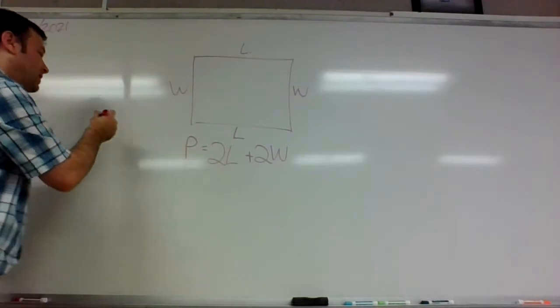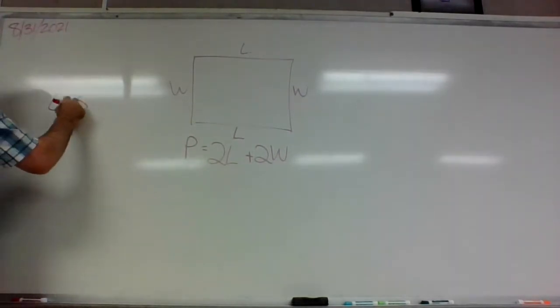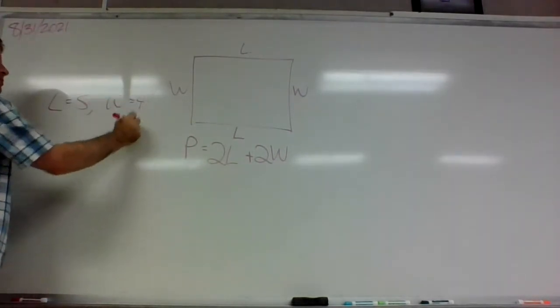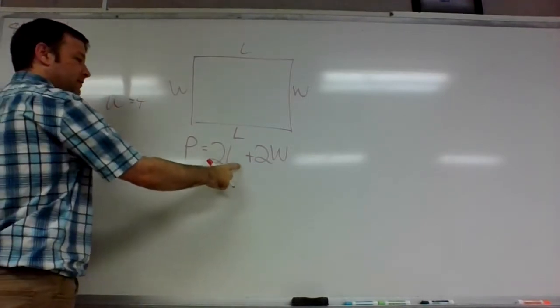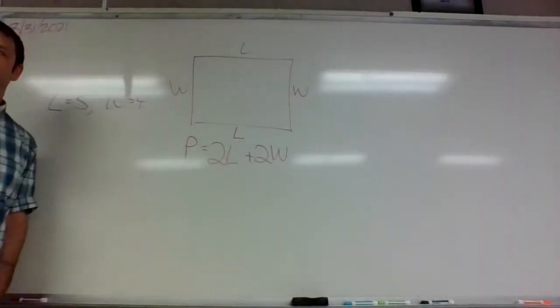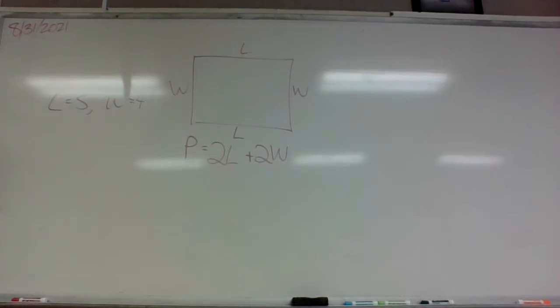if they give us like, length is 5 and width is 4, then it would just be 2 times 5 plus 2 times 4, 18, that's it. Okay, let's talk about some other formulas here.